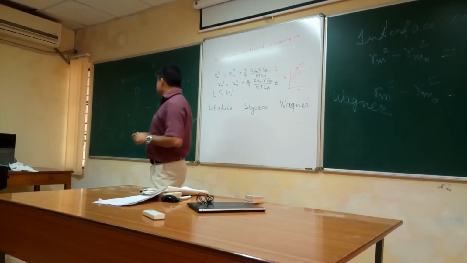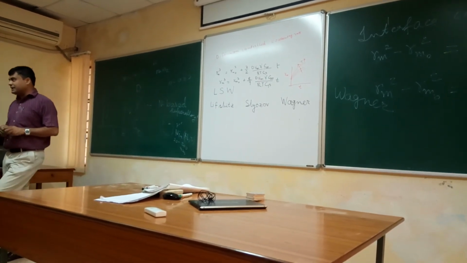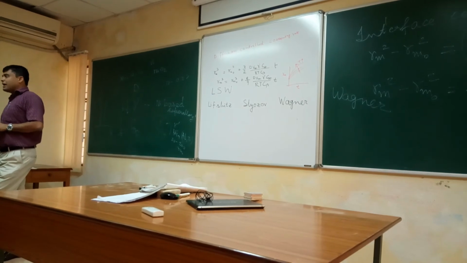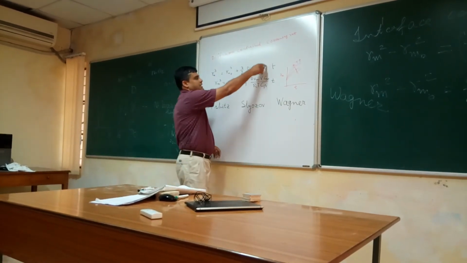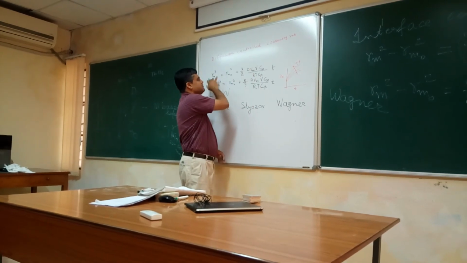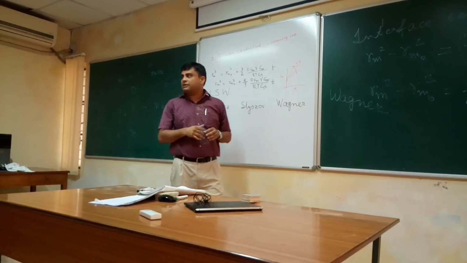So if you want to make a coarsening resistant alloy, you lower any of these three, because those three are in the product of this K T, that is Rm cube minus Rm naught cube equal to K T, so the coarsening rate will be decreased.